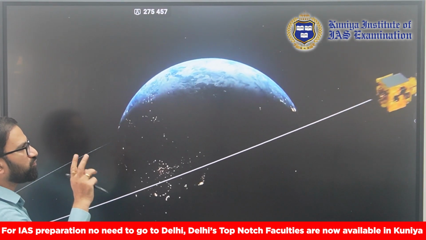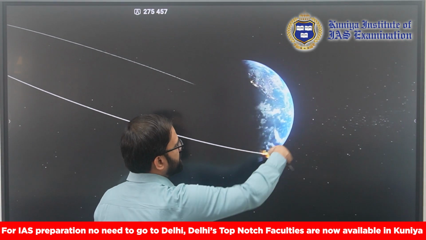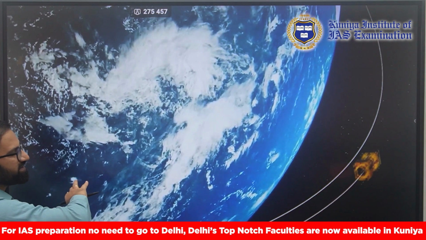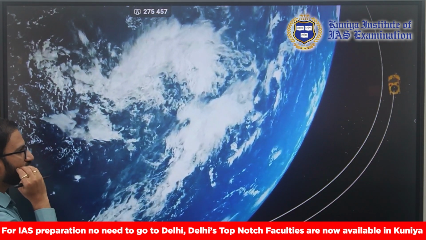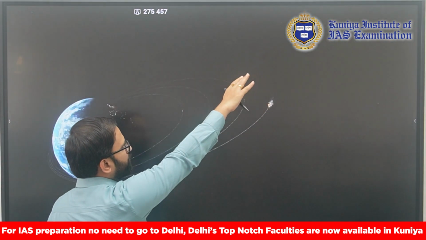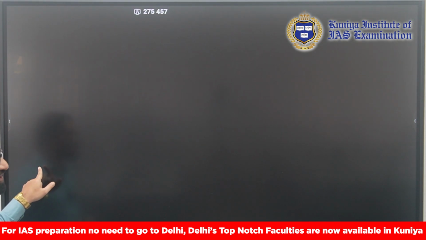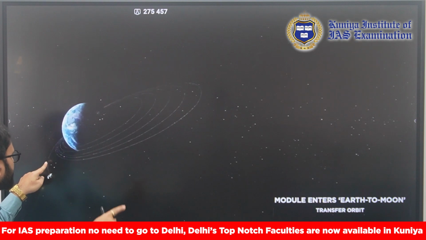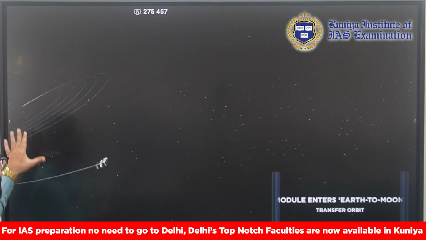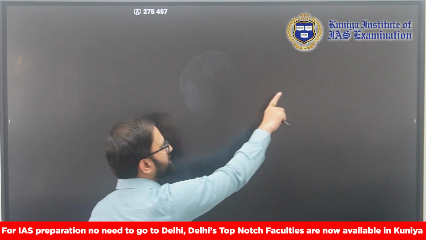In this movement, there will be two important points in this orbit. One is perigee, the point nearest to the earth, and the other is apogee, the maximum point, the far away point. So here we fire the engine so that we can increase the velocity, and when the module achieves the velocity where it can leave the influence of the earth's gravity, it will move towards the moon.